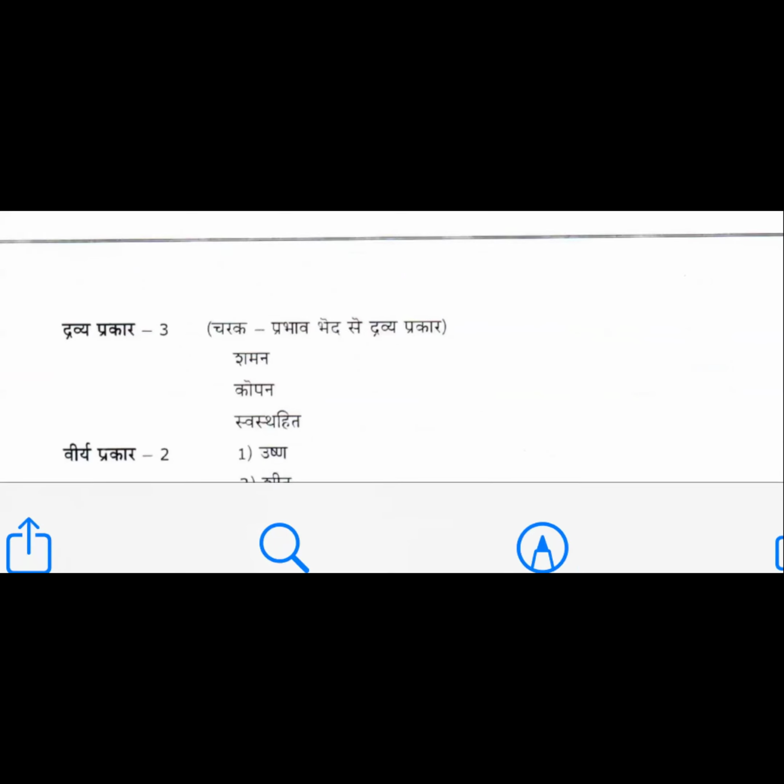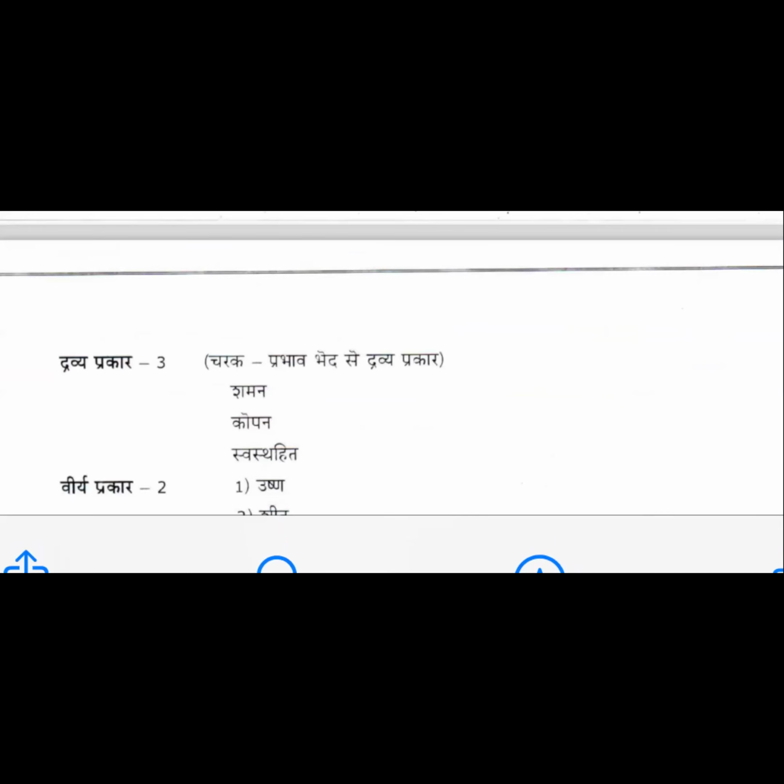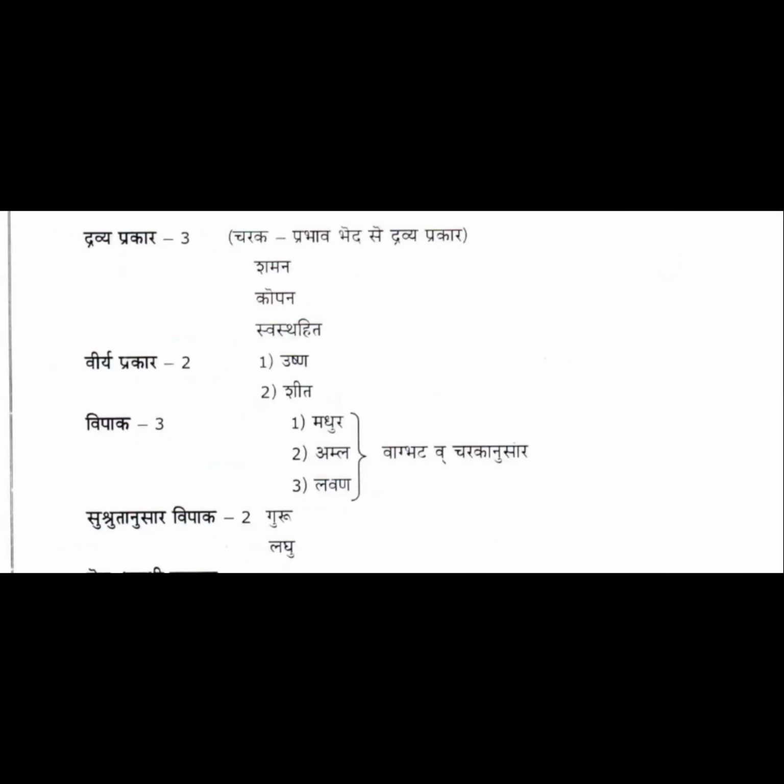Next, coming to three types of dravyas. He says Shamana, Kopanam, Swastahitam, Dravyamiti Tridha. He says Shamana Dravya, Kopana Dravya, and Swastahita Dravya. So this specific classification is told by Vagbhata, whereas Charaka classified based on Prabhava, but here Dravya is of three types: Shamana, Kopana, and Swastahita.